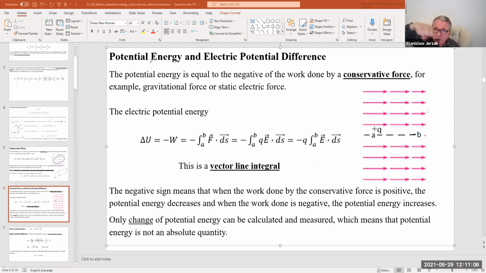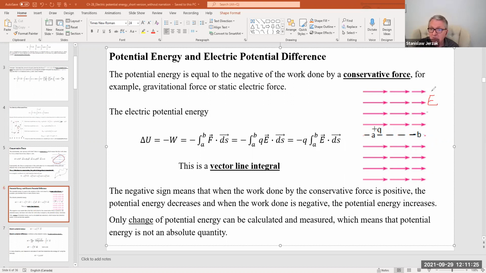It doesn't depend on the path on which it gets from the initial to the final point, right? Because that force, whether gravitational or electric, is a conservative force. So here I have now a situation, again, that was all done in physics 1801. But imagine that I have an electric field.